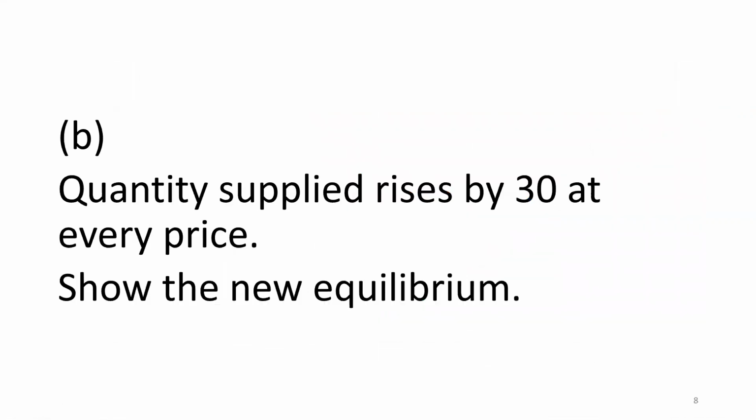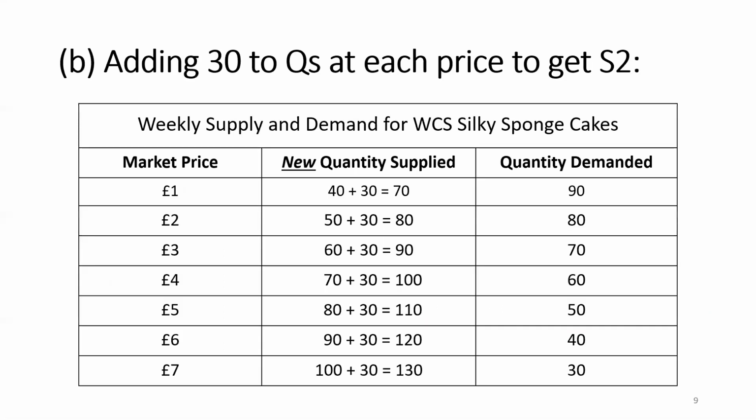Next one, suppose that the quantity supplied rises by 30 at every price. Can we show the market in the new equilibrium? So the first thing to do is add 30 to each of the quantities supplied. At every price, it's going up by 30. So at £1, the quantity supplied was 40, it's now going to be 70. At £2 it was 50, it's now going to be 80, and so on. At £6 it was 90, and it's now 120. At £7 it's gone from 100 to 130. So at every single price, the quantity supplied has gone up by 30.